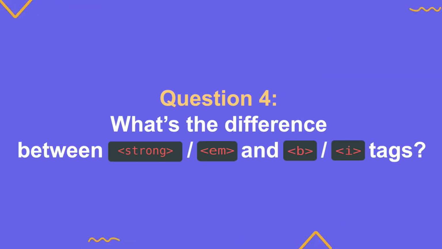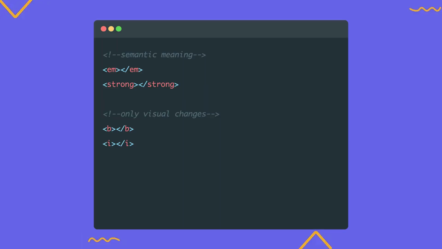Question 4. What's the difference between strong, EM, and B, I tags? This question illustrates the semantics of elements very well. If you look at the result in the browser, the strong and B tags make the text bold, while the EM and I tags make it italic. However, the strong and EM tags are intended to add logical emphasis to the wrapped element.